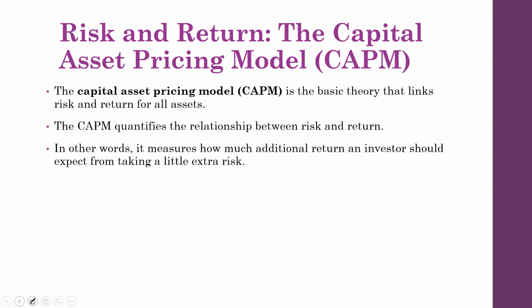Now there's another model we use to identify risk. I like this model. It's called the CAPM, right? Capital Asset Pricing Model. CAPM is a basic theory that links risk and returns for all assets. The CAPM quantifies the relationship between risk and return. So while before we had to find expected mean and standard deviation, the CAPM puts everything together and tells us the relationship between the risk and the return of a stock or portfolio. In other words, it measures how much additional return an investor should expect from taking on extra risk.